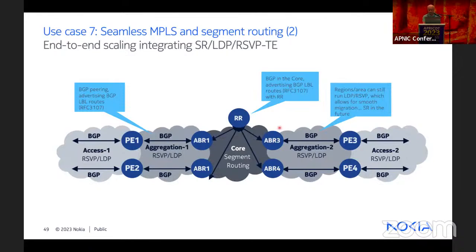So this is some sort of a network where you can do this, where you're running different protocols in each cloud. The cloud could be an IGP instance. It could be an IGP area, right?